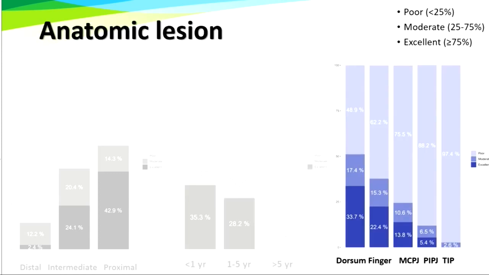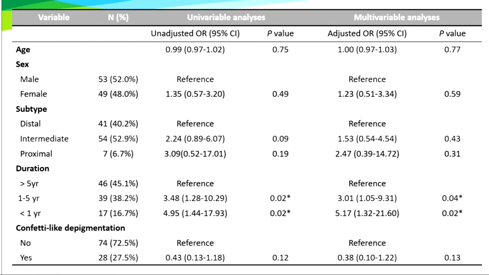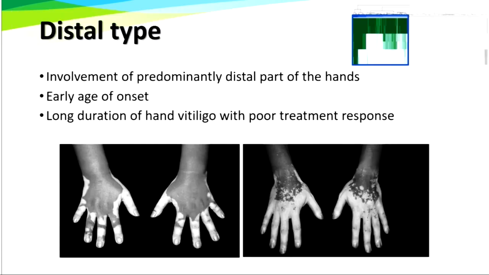According to the anatomic lesions, dorsum and finger showed better outcomes compared with joint areas and tip lesions. Logistic regression was further performed to figure out factors associated with treatment response, which revealed that disease duration was the single factor associated with the disease treatment outcome.